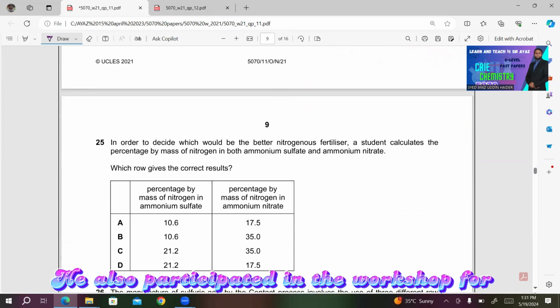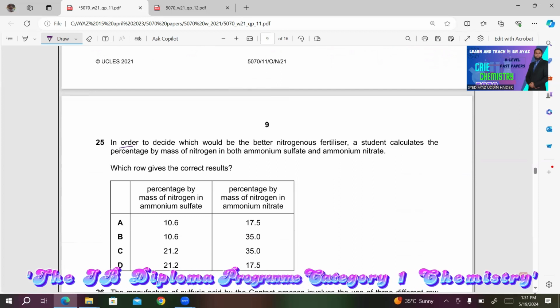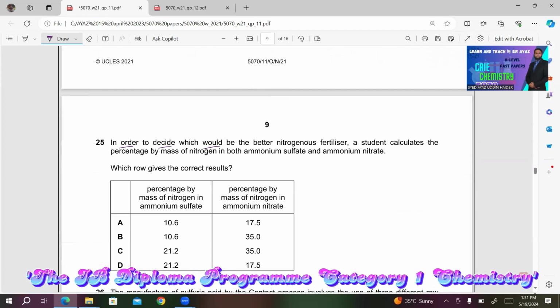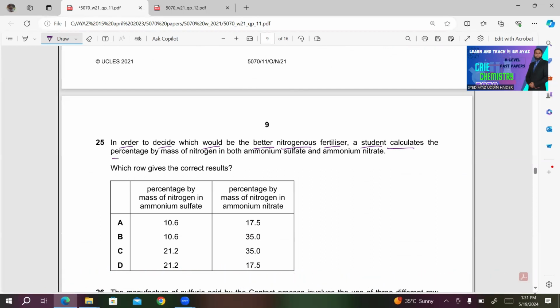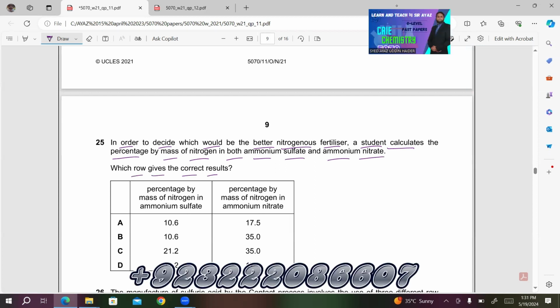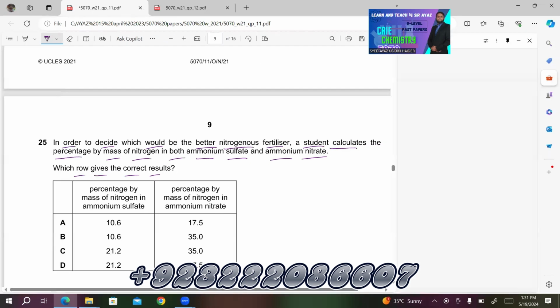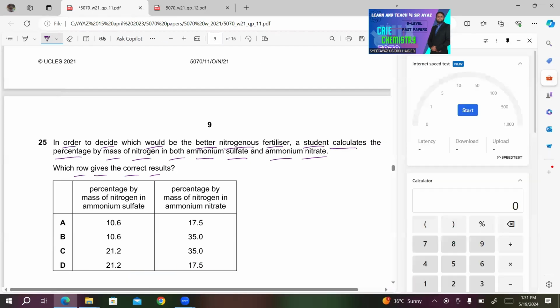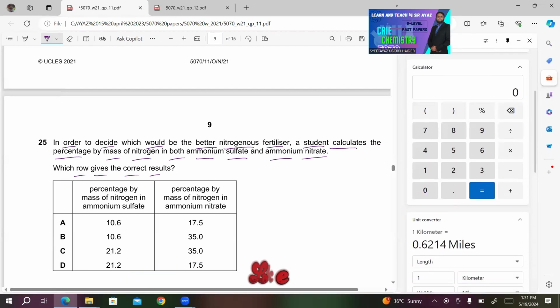Moving to next question. In order to decide which would be the better nitrogenous fertilizer, a student calculates the percentage by mass of nitrogen in both ammonium sulfate and ammonium nitrate. Which row gives the correct results? Now this is a calculation based question. We need to calculate the percentage by mass of nitrogen in ammonium sulfate and ammonium nitrate.